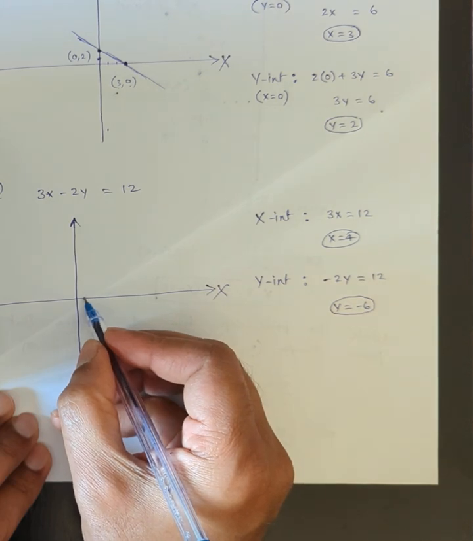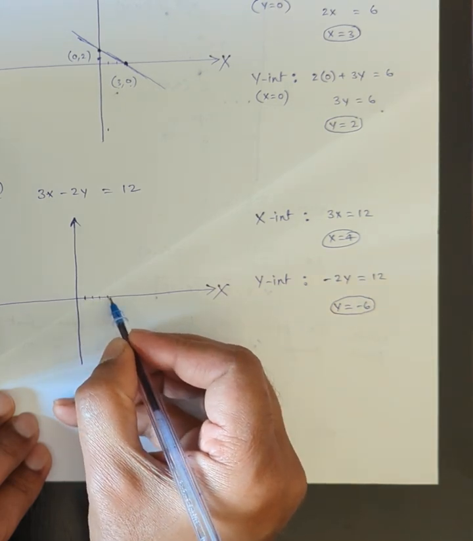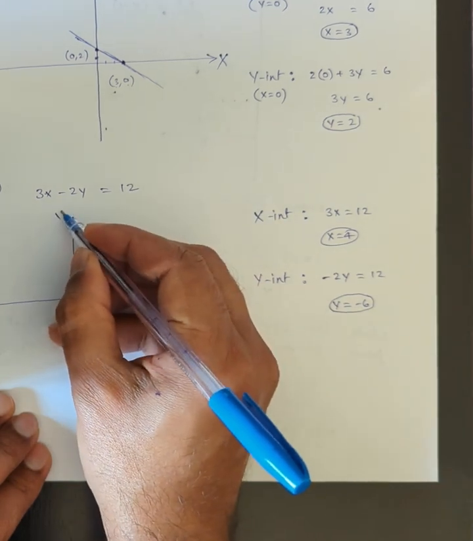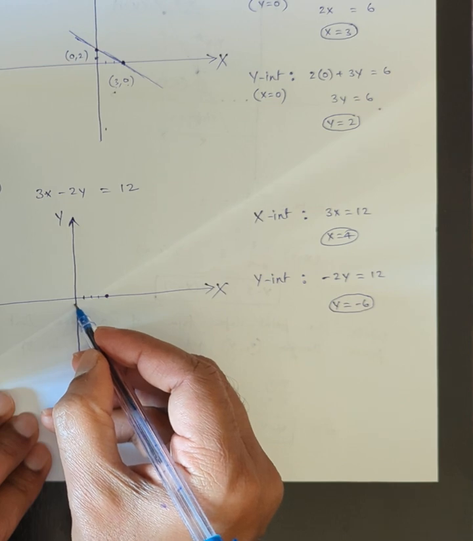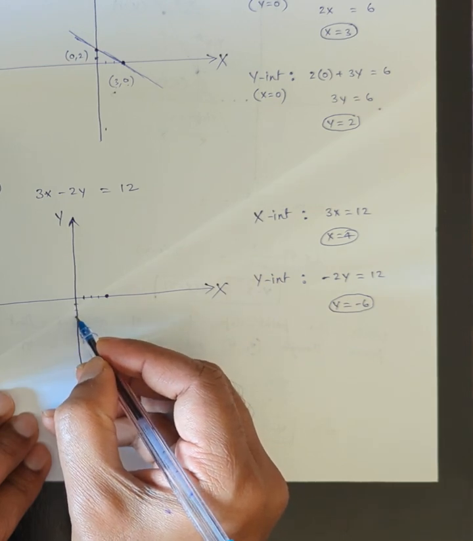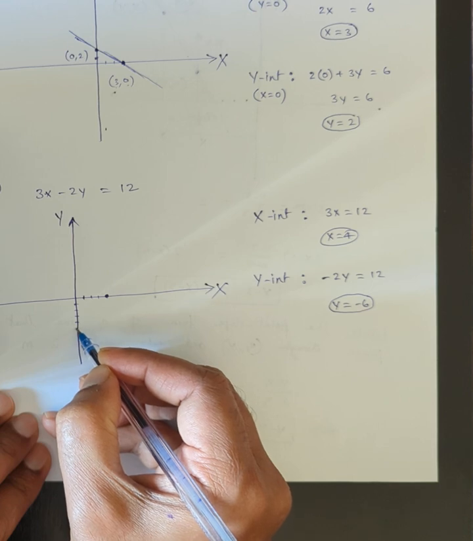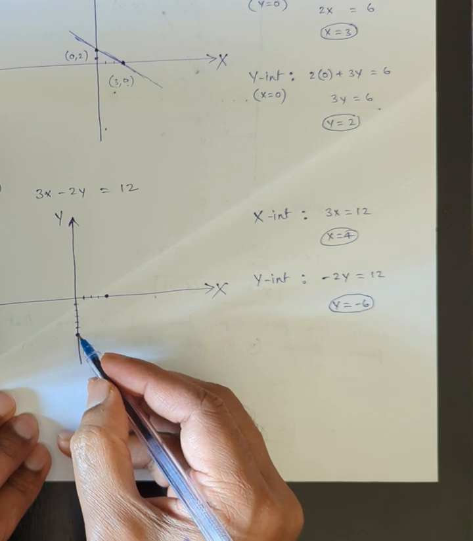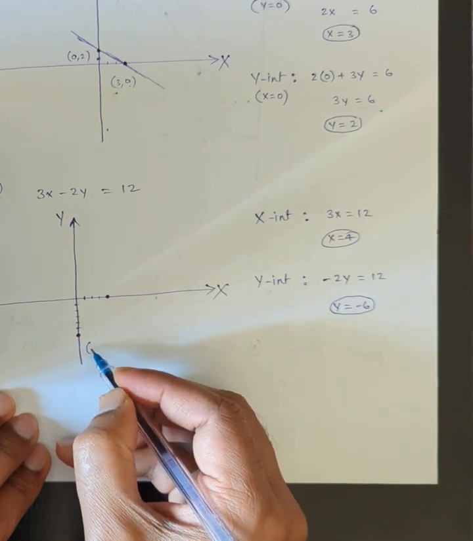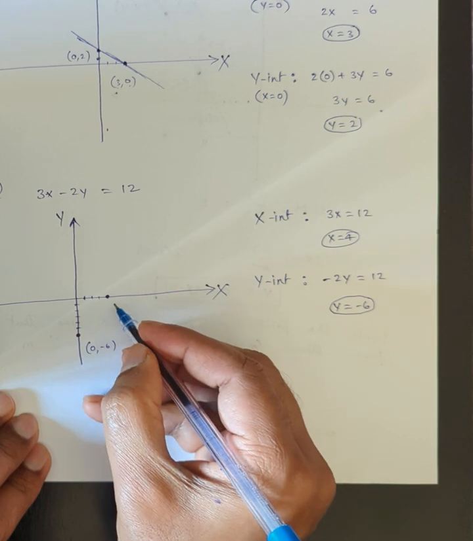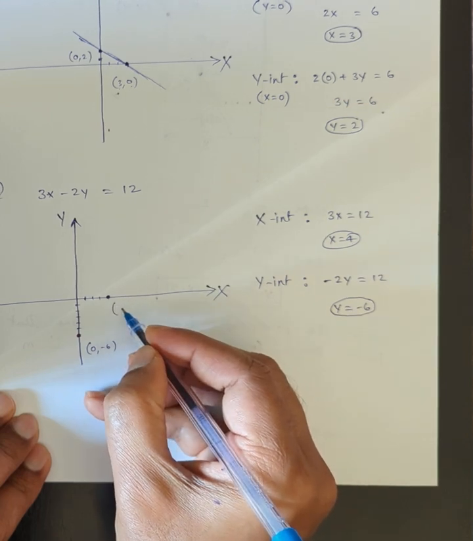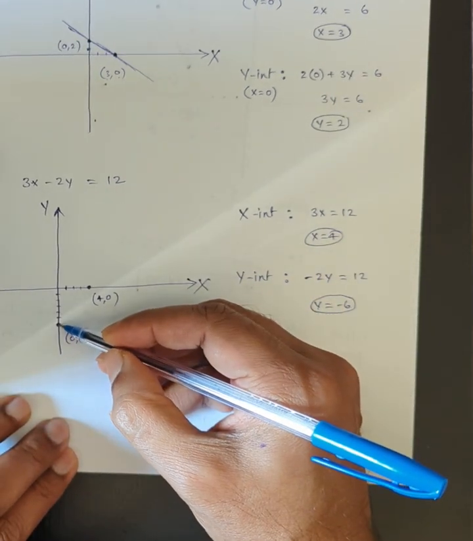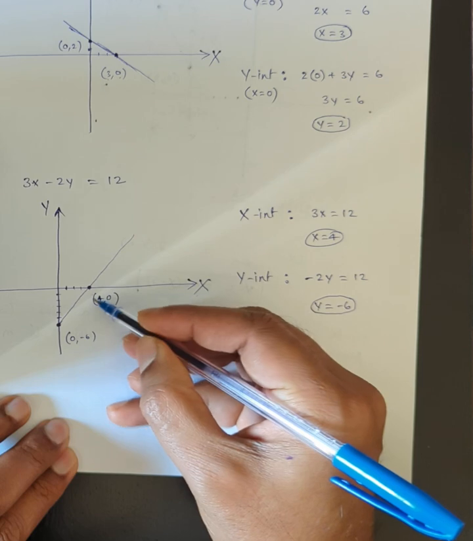So x equal to 4 is somewhere here. And this is the y-axis. It goes up and down. Y is negative 6, meaning it will be below the origin. So negative 4, negative 5, negative 6. So it's this particular point. Let me write down those coordinates. This is 0, negative 6, and that is 4, 0. And then you join those two with a straight line.